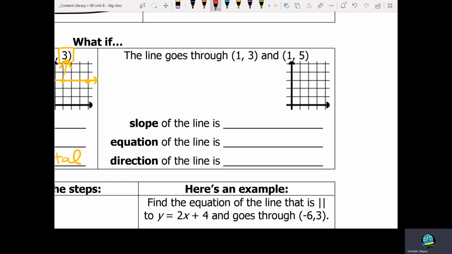All right, let's graph this line. 1, 3 and 1, 5. All right. Now we have this kind of line. That's not horizontal, that is vertical. And we just talked about this. The slope is undefined. I'm assuming y'all are all writing this down, right? Okay. What's the equation of the line?